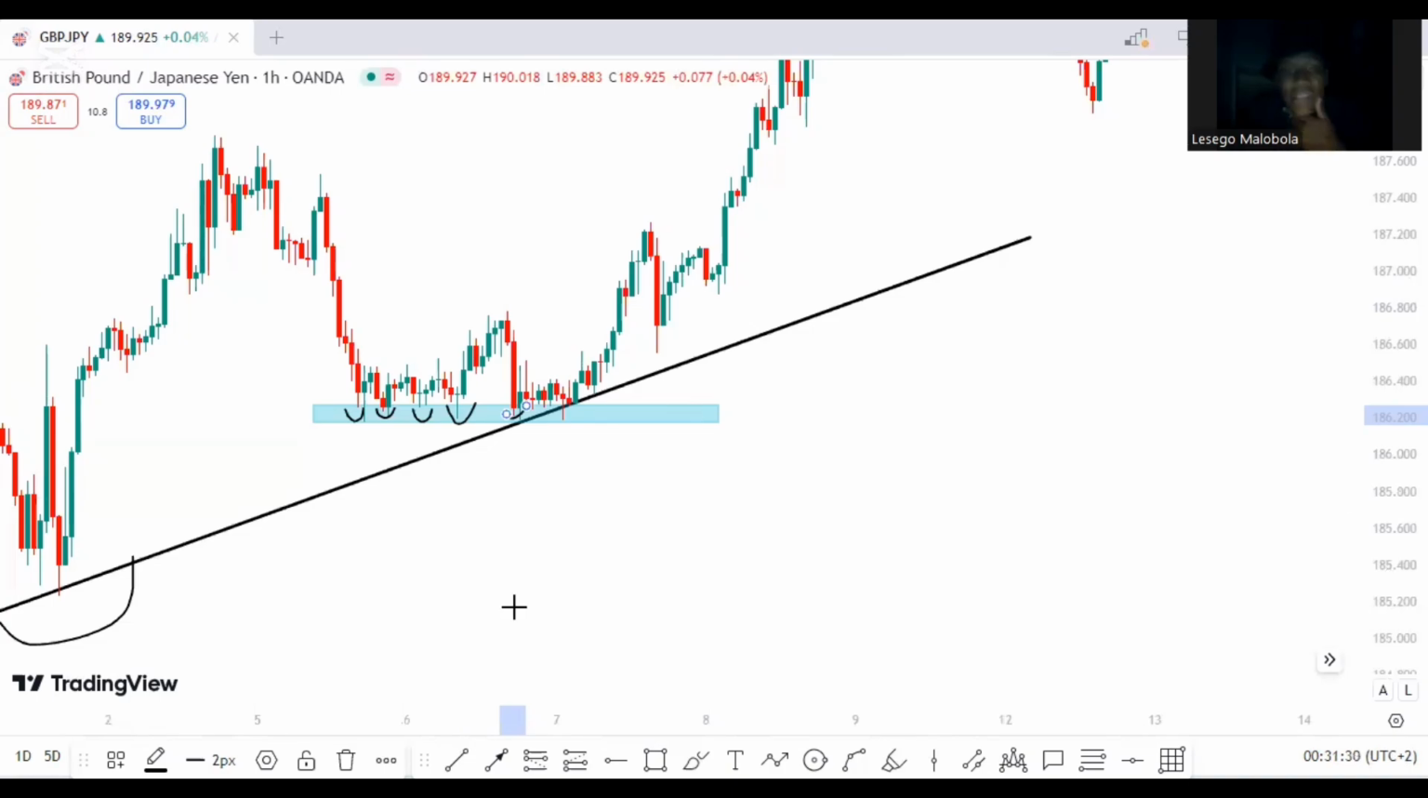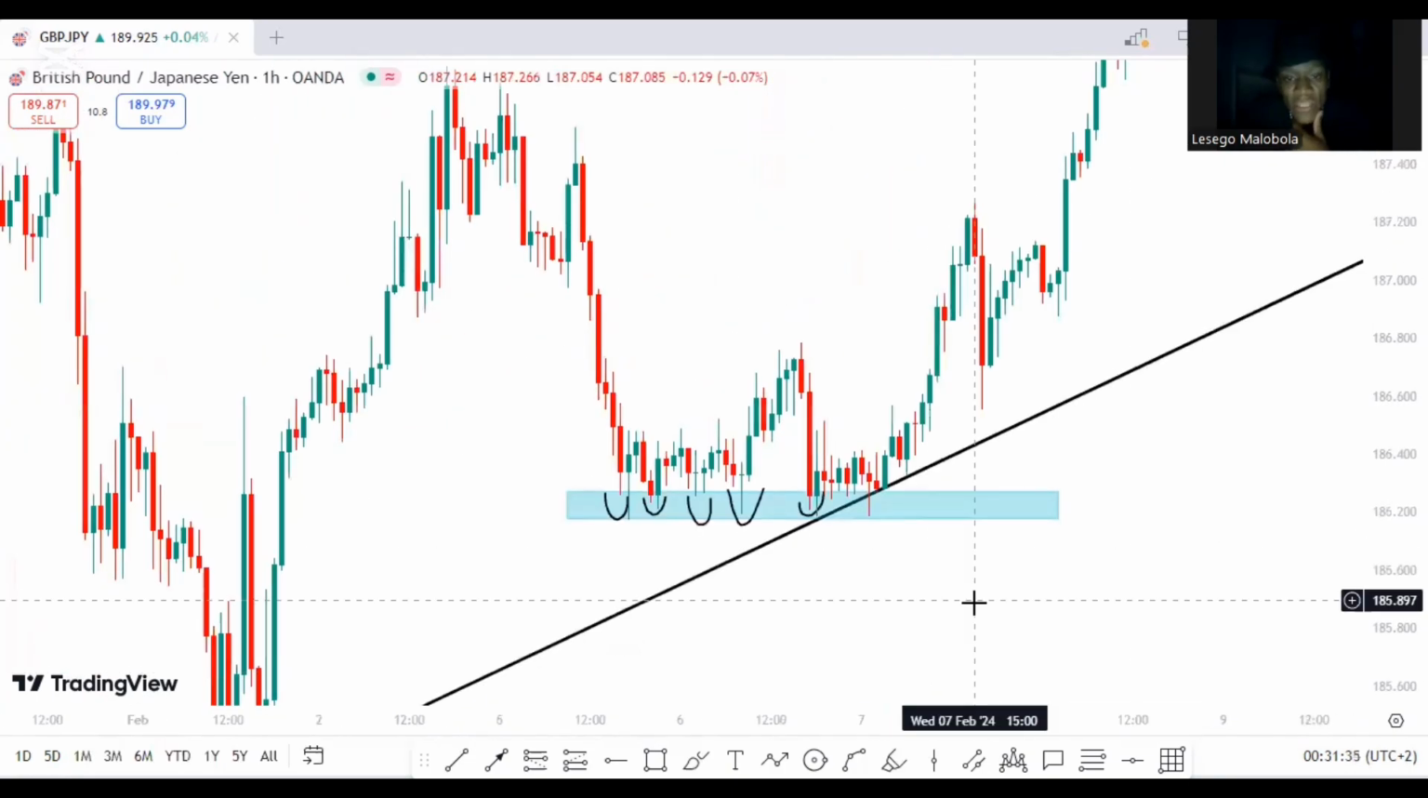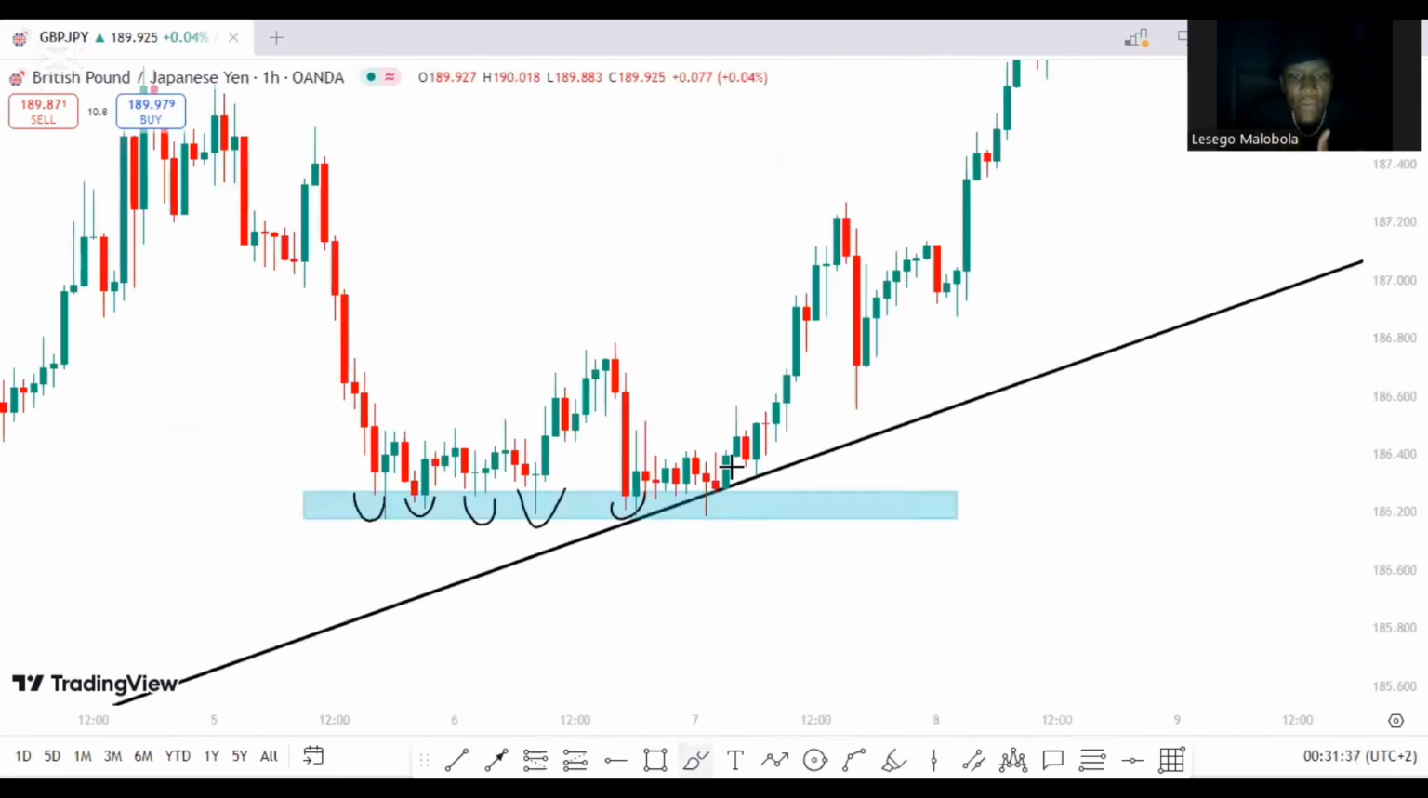So the last thing that's left is our candlestick confirmation. Do we have a candlestick confirmation here? Of course we do, guys. If you look properly, we have an engulfing bar candlestick, which is my favorite candlestick confirmation.